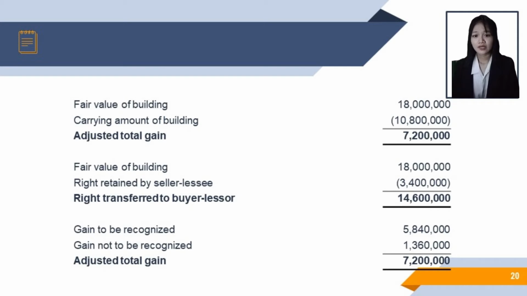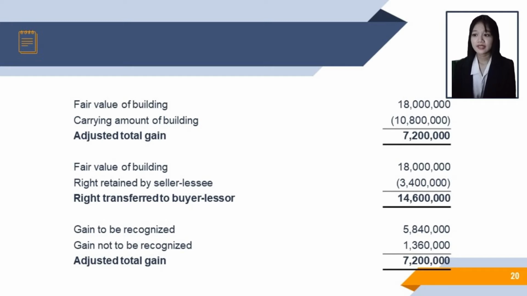Again, same as the one on slide 12, to get the gain to be recognized naman dito, you just have to divide the 14.6 million, yung ating right transfer to buyer lessor, by 18 million, which is yung ating fair value. Then, i-multiply mo lang siya ulit dun sa ating total gain na nakuha natin kanina na 7.2 million para makuha mo yung 5,840,000.